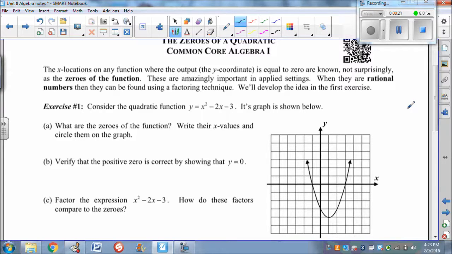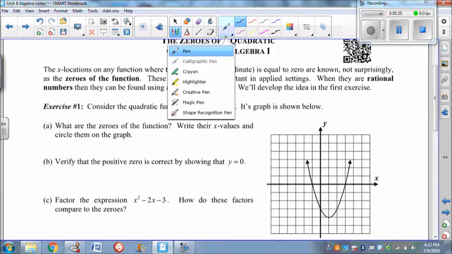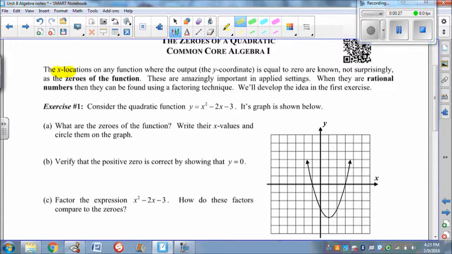All right, so the x locations, I'm going to get my highlighter out here. The x locations of any function where the output, meaning the y-coordinate, is equal to 0 are known, not surprisingly, as the zeros of the function. So these are amazingly important in applied settings.